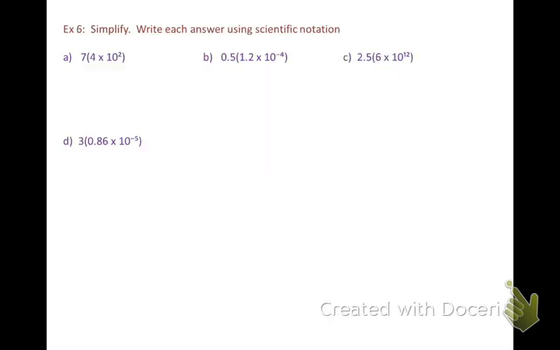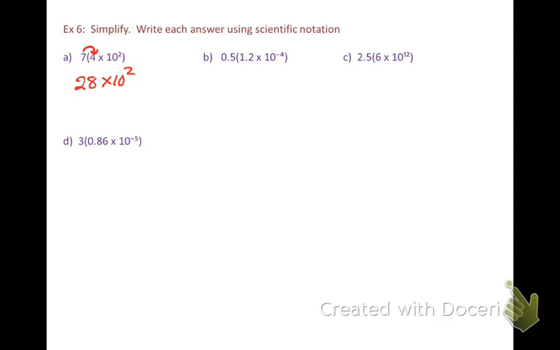Okay, simplify. This is the last section of our lesson that we're going to learn today. Yay! And the first part is when you have a number on the outside of your parentheses, you're going to just multiply the big number to the big number. So 4 times 7 is what? 28. And then you put times 10 to whatever's inside.